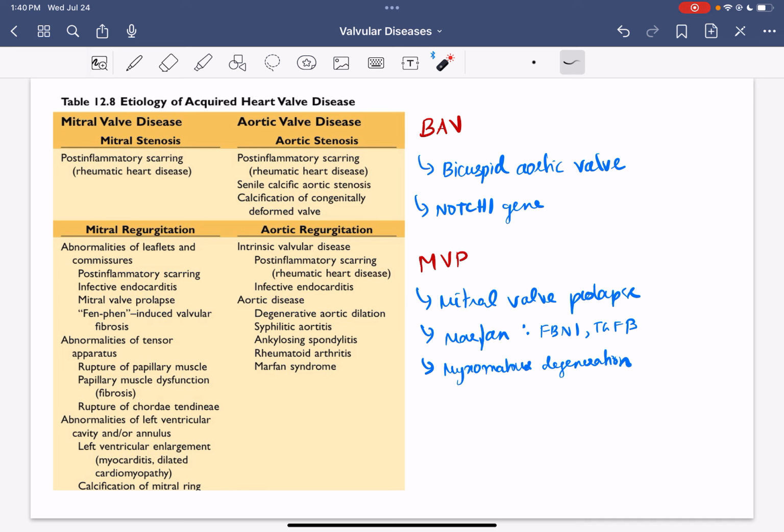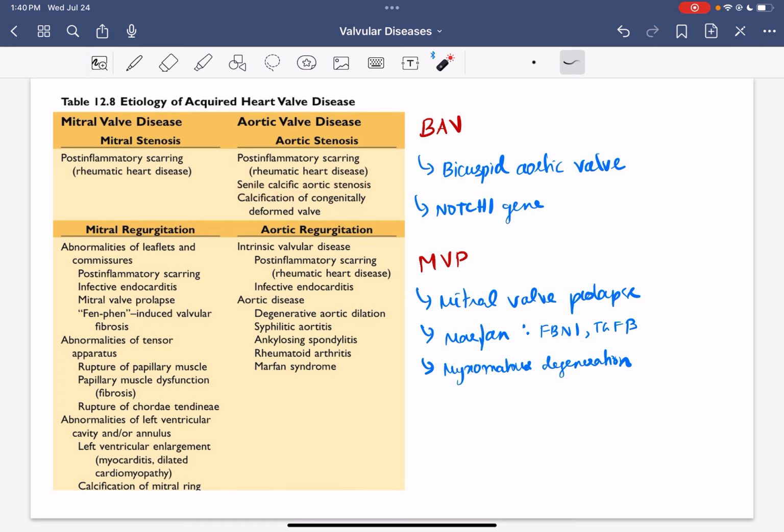Now, what is the etiology? Etiology is the cause of these specific heart diseases affecting the valve. Let's take mitral valve disease. Mitral stenosis is primarily caused by rheumatic heart disease. We will be studying rheumatic heart disease in detail. Aortic valve disease: aortic stenosis is mainly due to rheumatic heart disease, and also senile calcific aortic stenosis.